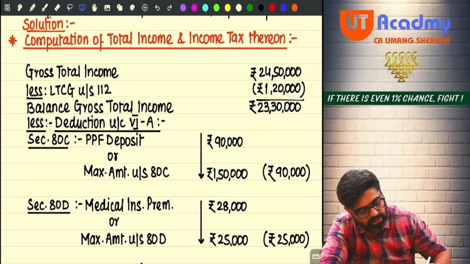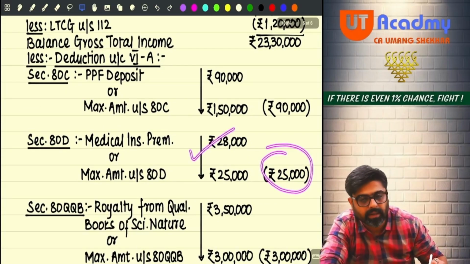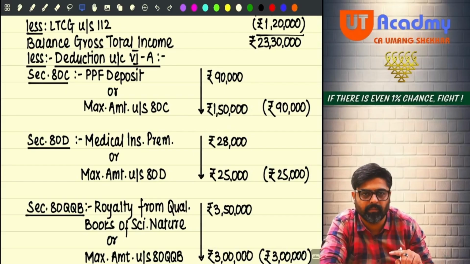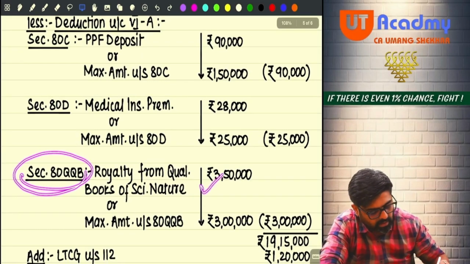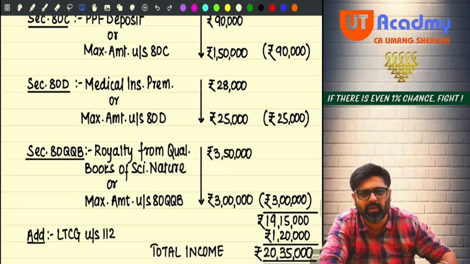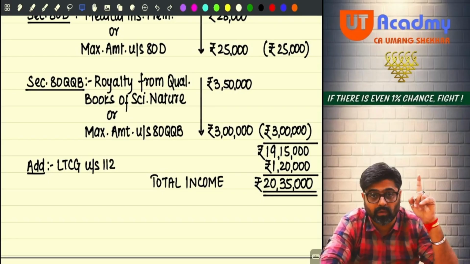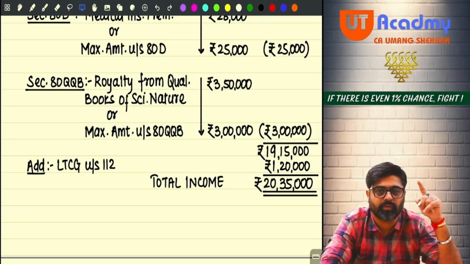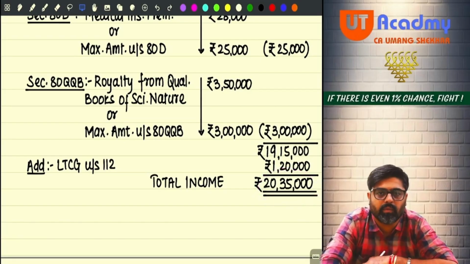From that, can you take 80C 90,000, PPF? Can you take 25,000 under 80D? 28,000 under 80D, but it cannot be claimed fully. You will have to claim 25. Under section 80QQB, royalty will be allowed, but to the extent of 3 lakhs only. Now it is 19,15,000. Now that long-term gain will also be included in my total income. Why was that excluded? Because from that long-term gain, I cannot take Chapter VI-A deduction. I will have to show that entire amount in the total income. So my total income will now be 20,35,000.